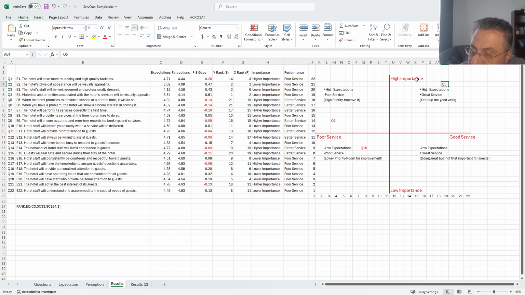So in this quadrant, customers expect more. They put more importance on whatever it is. For example, in this case, when the hotel promises to provide a service at a certain time, it will do so. If you say you're going to do check-in, I'm just making up, in 10 minutes, they expect it to be done in 10 minutes and they put high importance on that.